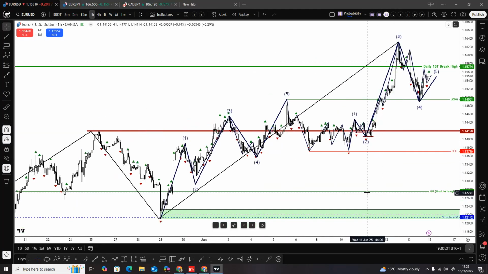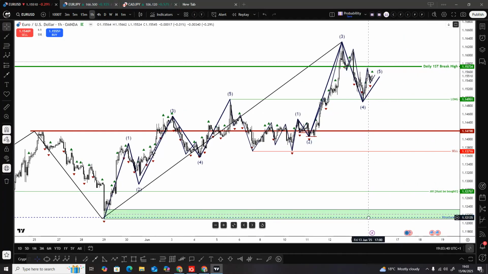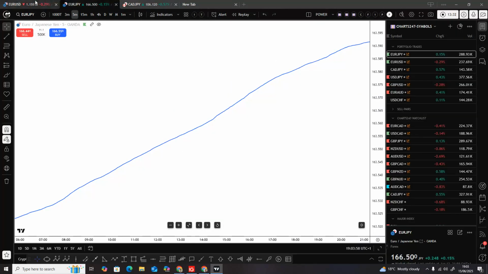And our expectation, based on what we said, is this weekly structure here to be the area where we can see more vigorous buying coming into the euro US dollar. However, you trade what you see, not what you think. If price starts to go above the daily first break structure high, we can look to buy into that move. Okay, so that is the euro US dollar.